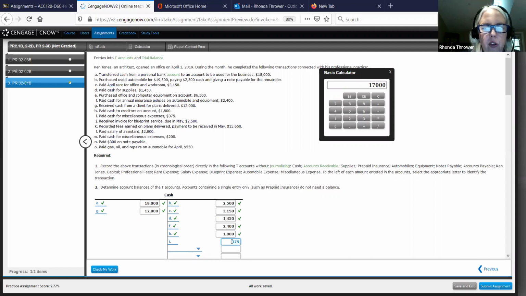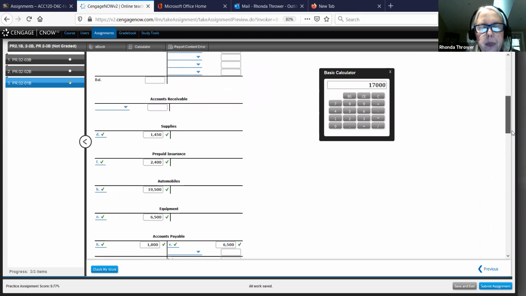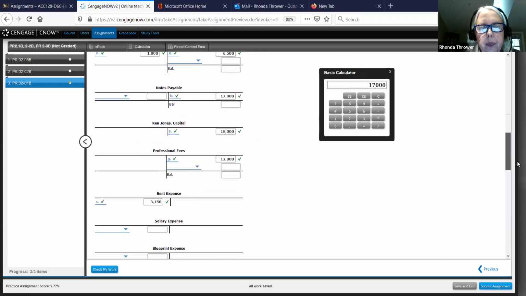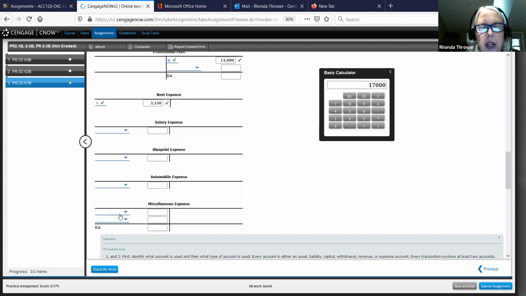Why did your cash decrease? Because you paid out some money for miscellaneous expenses. So I'm going to look for my miscellaneous expense account. And my miscellaneous expense account is increasing. Did you hear me say that the expense is going up?